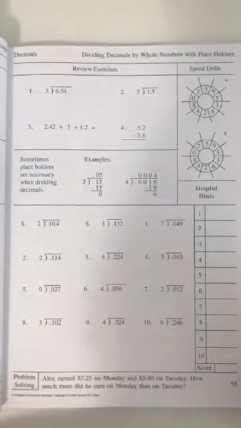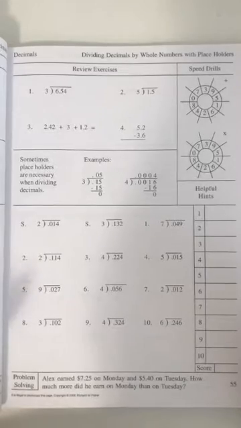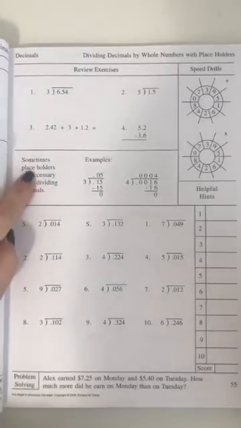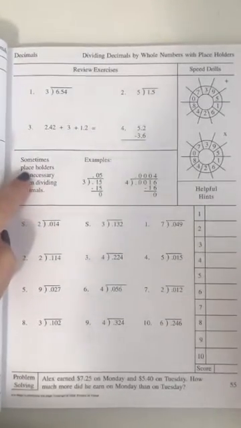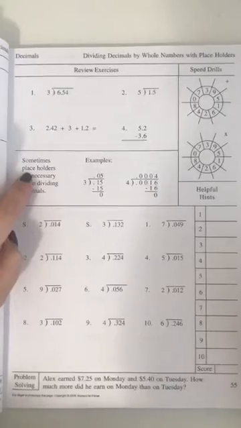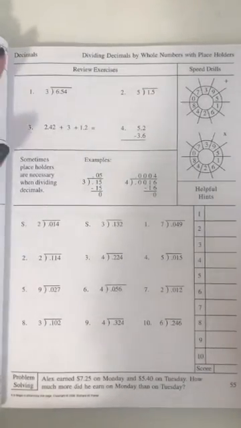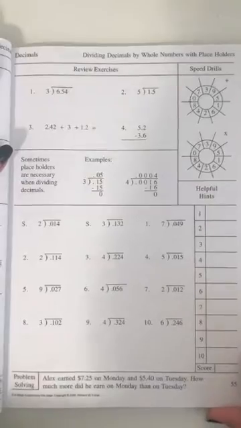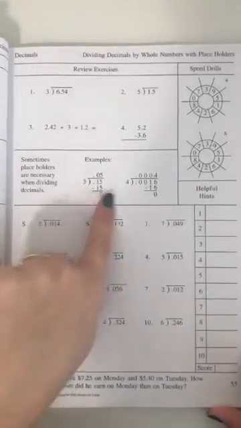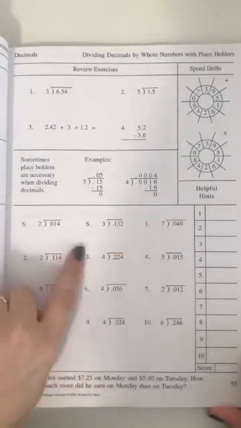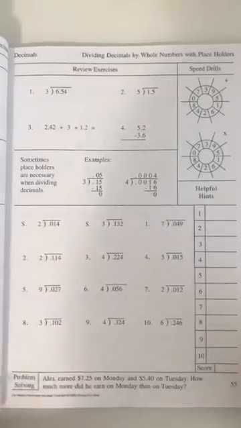Today we're going to be learning how to divide decimals by whole numbers, just like we've been doing before, except this time you're going to use placeholders. And I'm going to show you what that means. Placeholders are zeros that must be used because we cannot move our decimal. So after you complete your review exercises and speed drills, you can take a look at this example, but I'm going to do the samples with you.